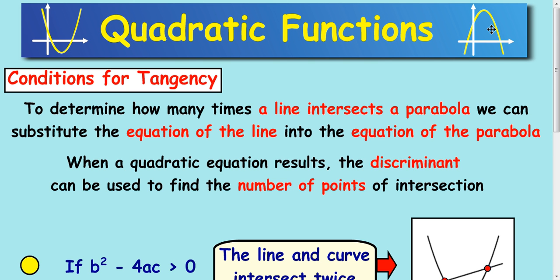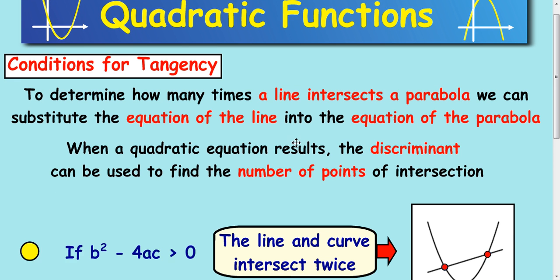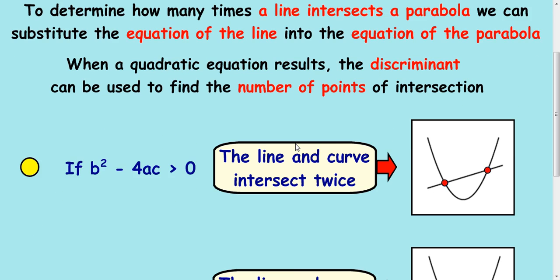In this lesson, we're going to look at how the discriminant helps us to find conditions for tangency and if a line has a tangent to a curve. So to determine how many times a line intersects a parabola, we can substitute the equation of the line into the equation of the parabola. That's nothing new. When a quadratic equation results, the discriminant can be used to find the number of points of intersection. So here are some diagrams and some illustrations.